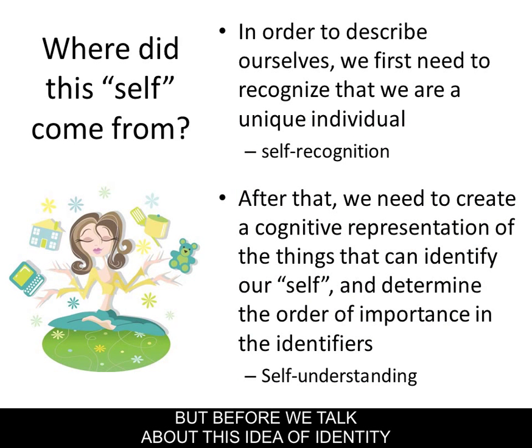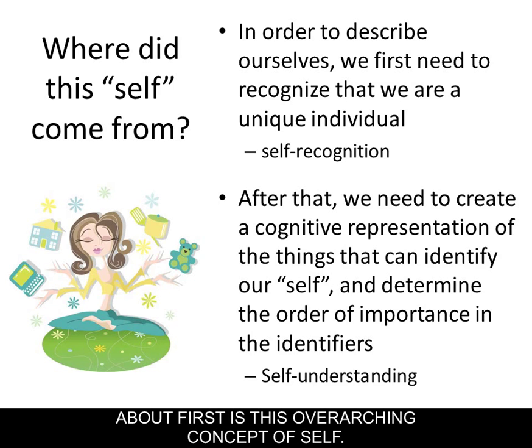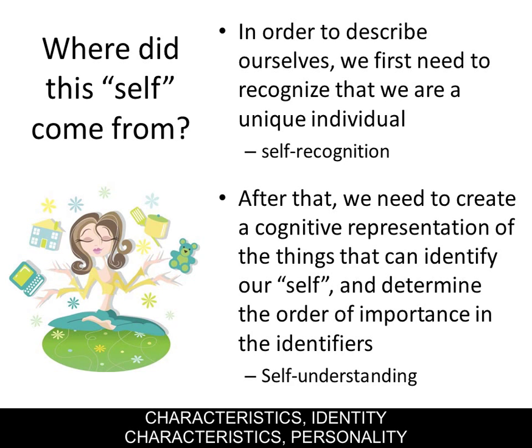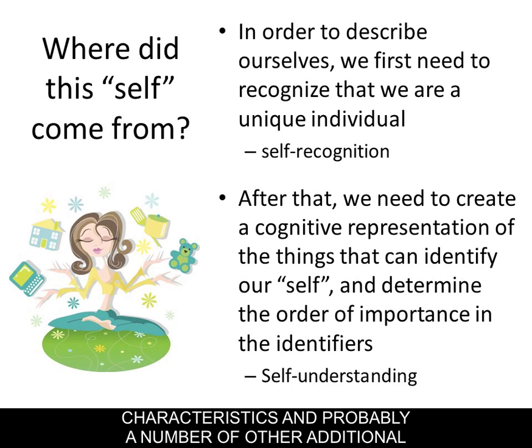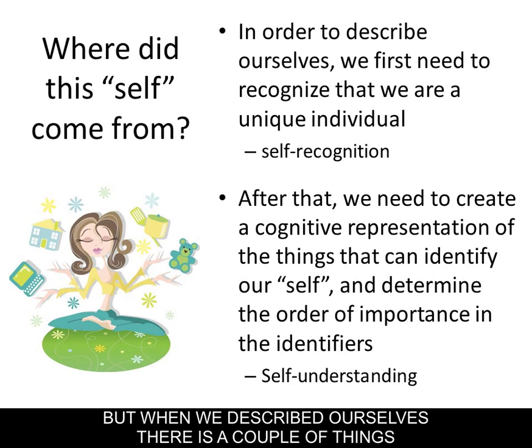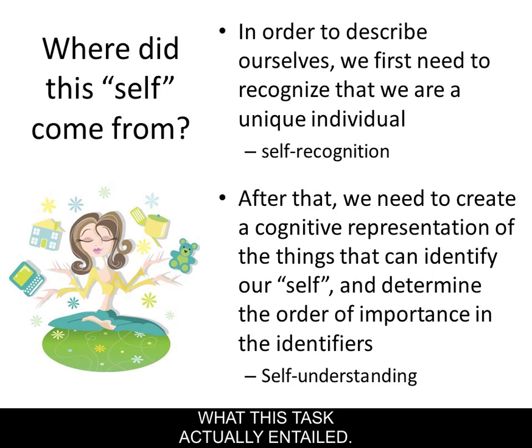But before we talk about this idea of identity and this idea of personality, one thing that we have to talk about first is this overarching concept of self. Now, our self does entail a lot of things: physical characteristics, identity characteristics, personality characteristics, and probably a number of other additional things. But when we described ourselves, there's a couple things that needed to happen for us to be able to even understand what this task actually entailed.